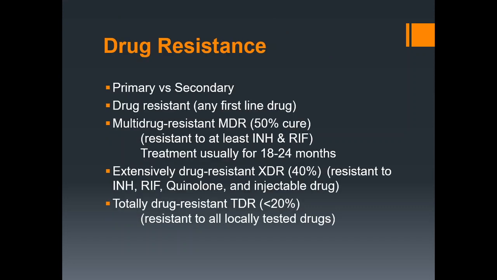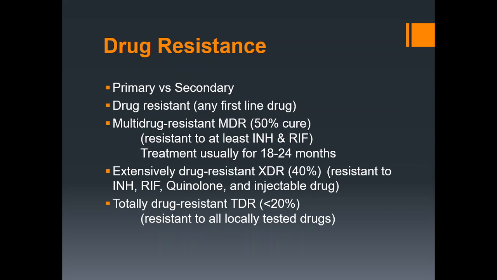What do we mean by drug resistance? There are several types of drug resistance. The primary means that the patient never had anti-TB drugs before, but his organisms are resistant to some anti-TB drugs. The secondary means that he was on anti-TB drugs and developed resistance later. We talk about drug resistance if the acid-fast bacilli are resistant to any of the first-line drugs.